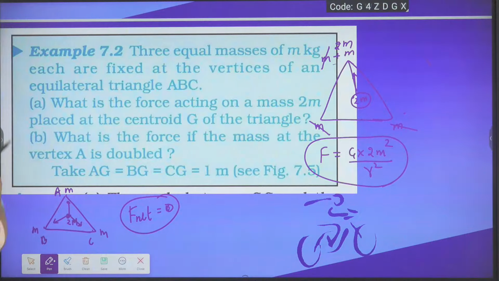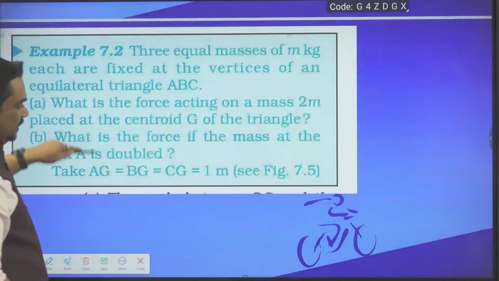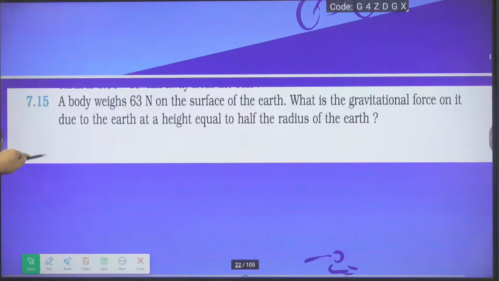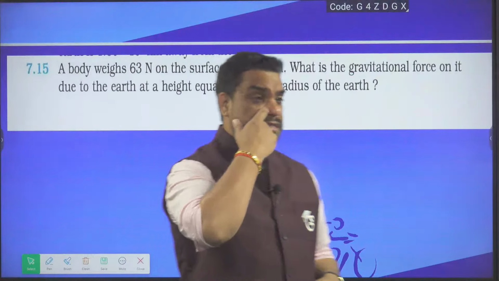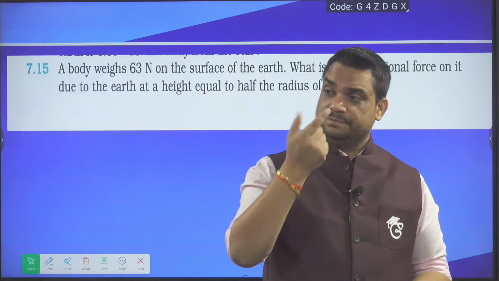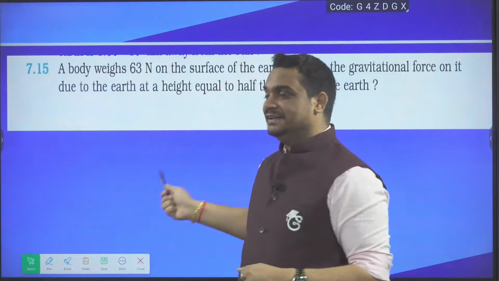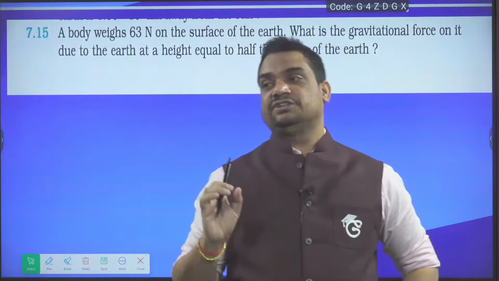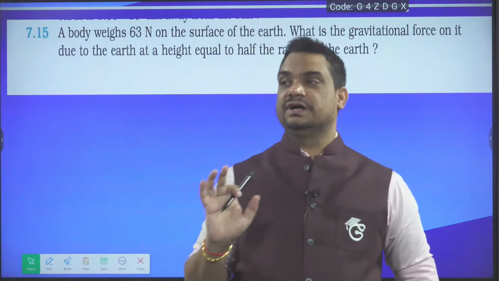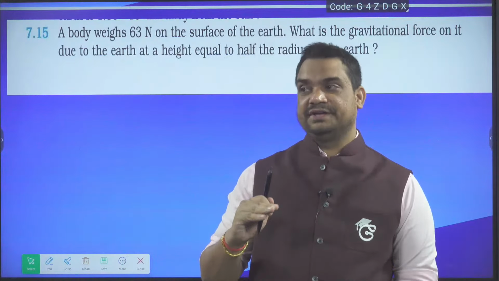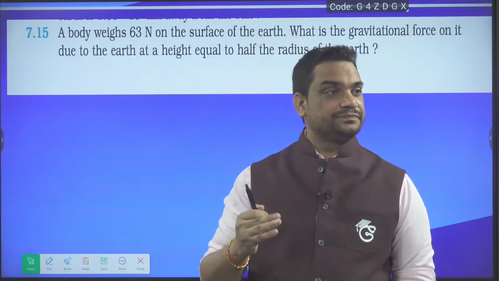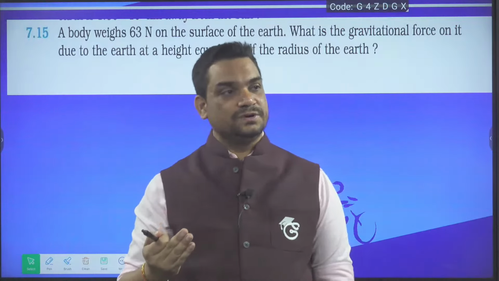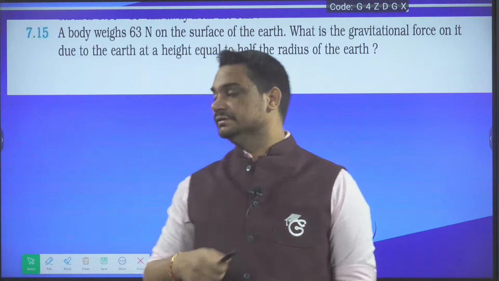Okay, so now moving to the next example. This is an NCERT exercise question, very important. Last year also a similar question was asked, if you remember. A body weighs 63 Newton on the surface of Earth. What is the gravitational force on it due to Earth at a height equal to half of the radius of Earth?